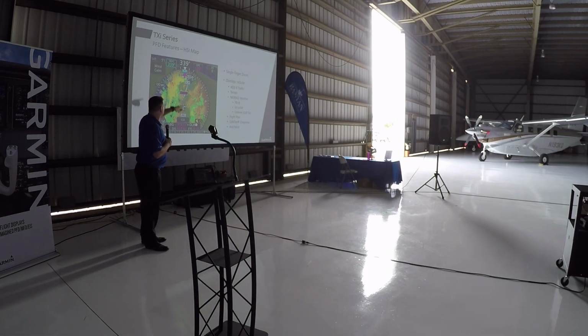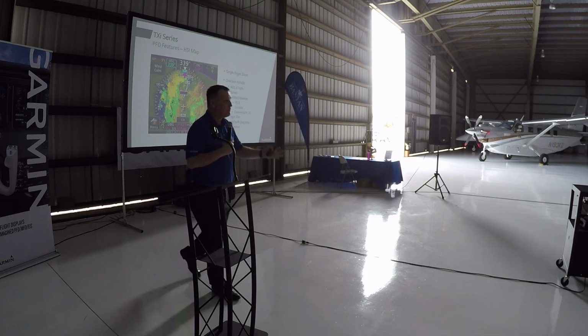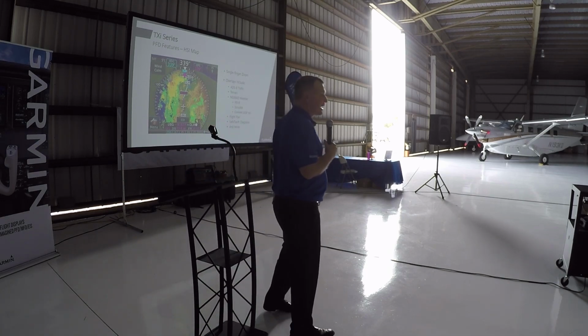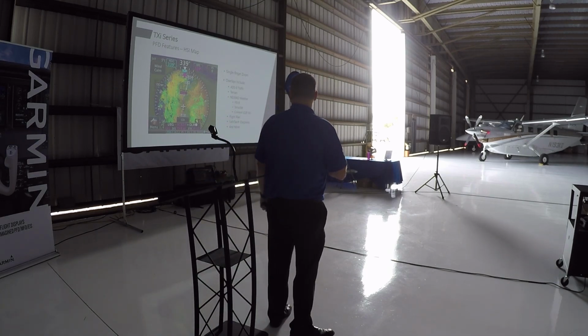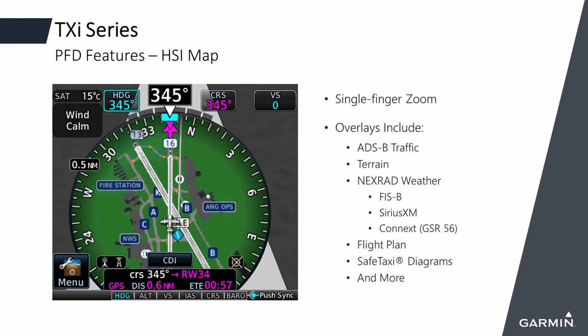Little blow up on the HSI map. So again, high resolution topo display, current position, GPS planned course with traffic, terrain, and weather overlay. Traffic and terrain. And SafeTaxi with the ADS-B color-coded targets we're talking about if you have the optional GTX 345.